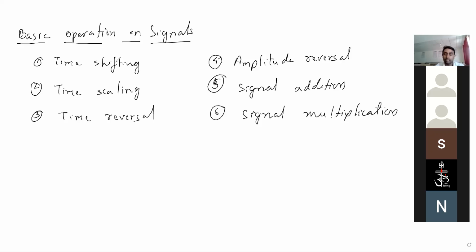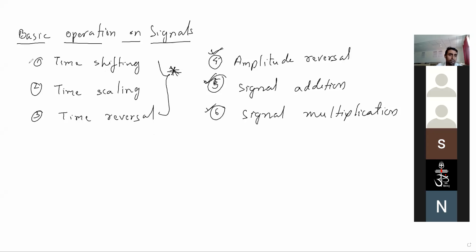So among these six operations, the signal operations, the first three are very important. The rest of the operations you are going to know easily. There's nothing too difficult in them. Signal addition and multiplication: we just multiply the amplitudes, or add the amplitudes. But the first three are very important for you, and you should know thoroughly what is called time shifting, what is called time scaling, and what is reversal.